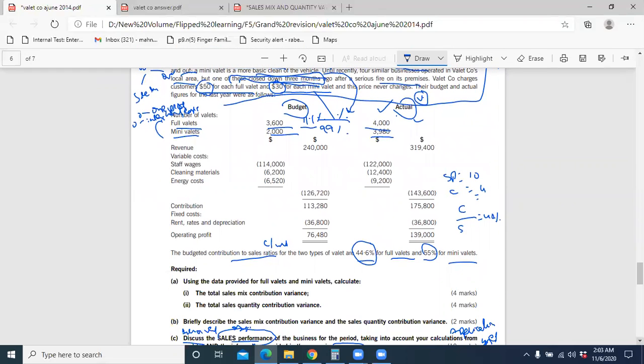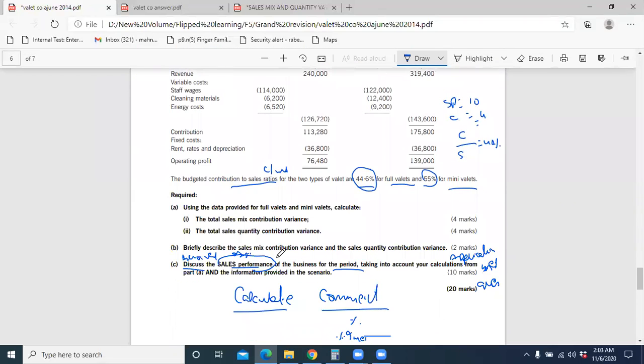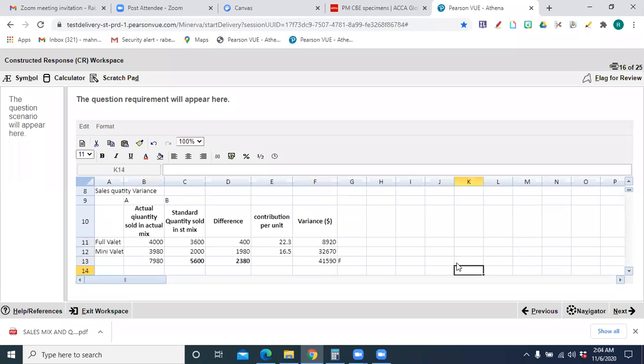So this part is just a theoretical part. It's a knowledge-based question, you just need to discuss. We are done with this. And here you need to discuss the sales performance for the period.